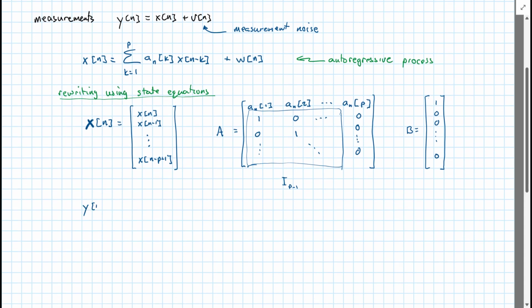Now we come to the final one. This is going to be 1, 0, 0, 0 times x. So we're pulling out just the most recent sample plus some noise.